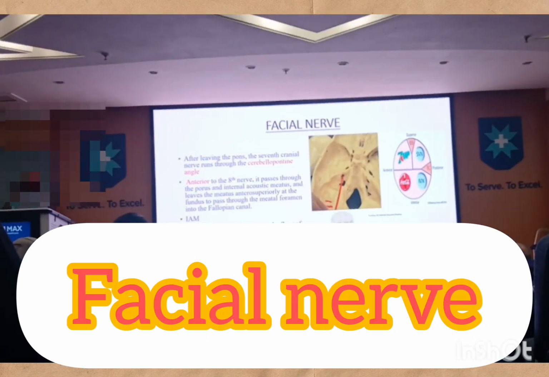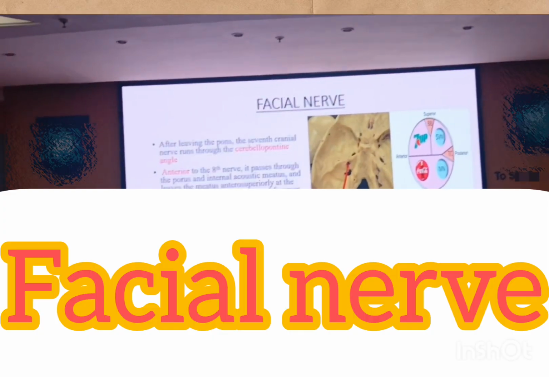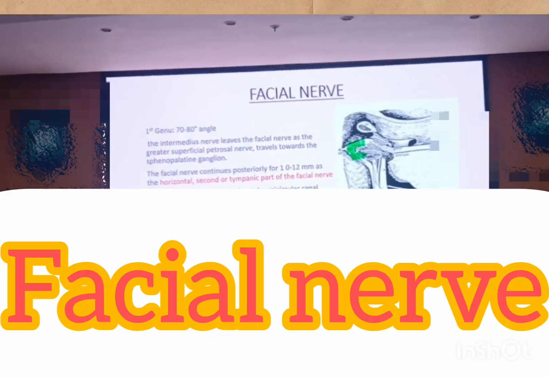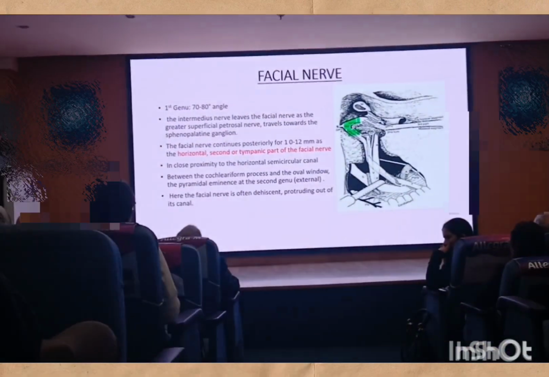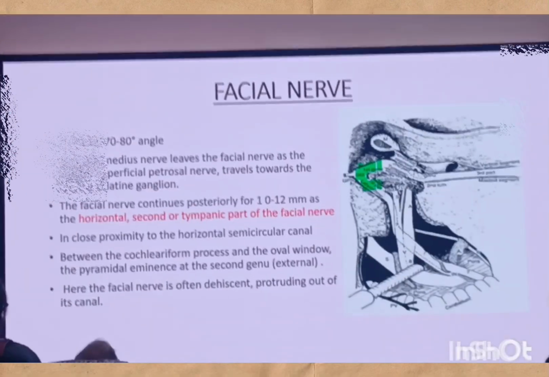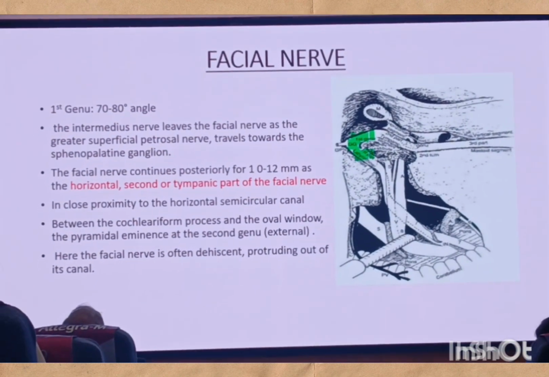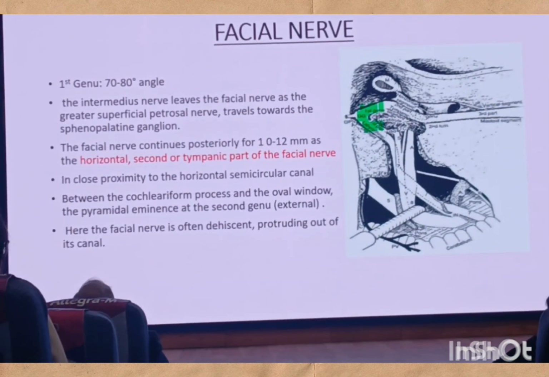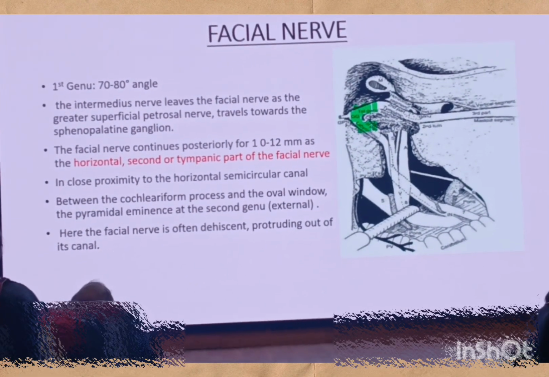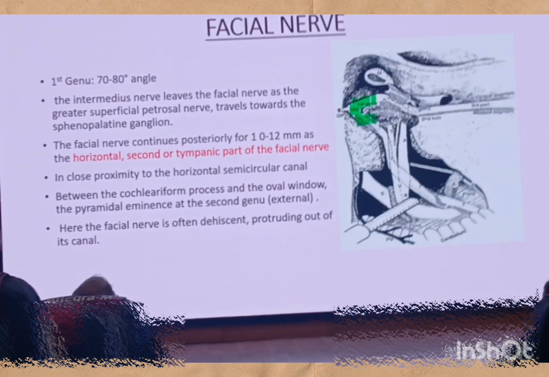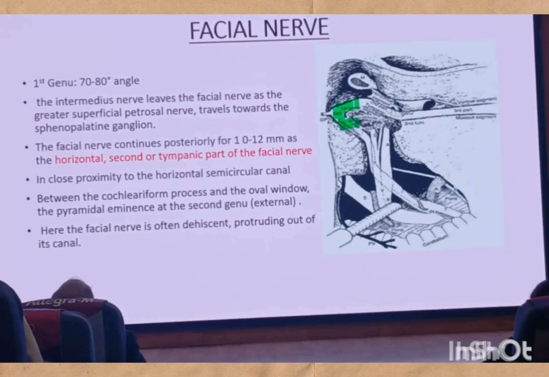Skull side and fundus is towards the ear side. First genu is formed, it is an acute angled turn. The nervus intermedius leaves from here, the sensory supply of the facial nerve goes from here, forms the GSPN, goes towards the sphenopalatine ganglion and gives rise to lacrimal and olfactory sensations.